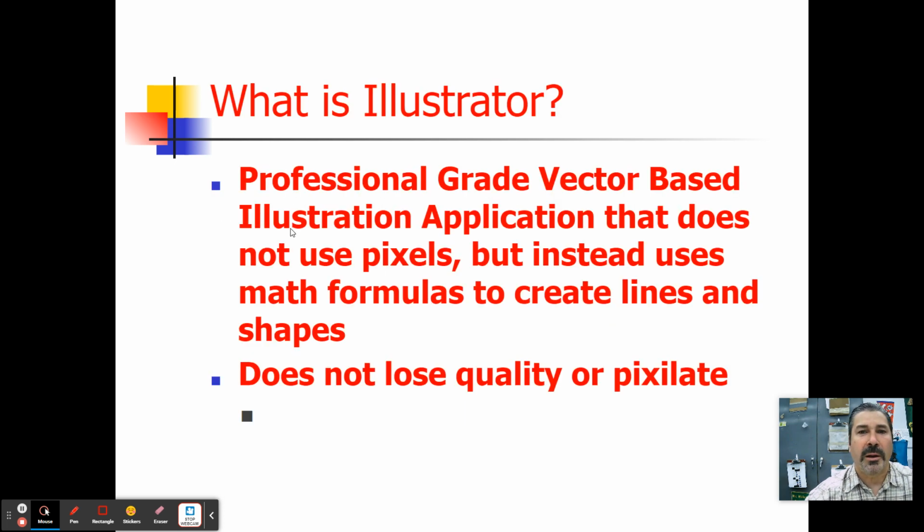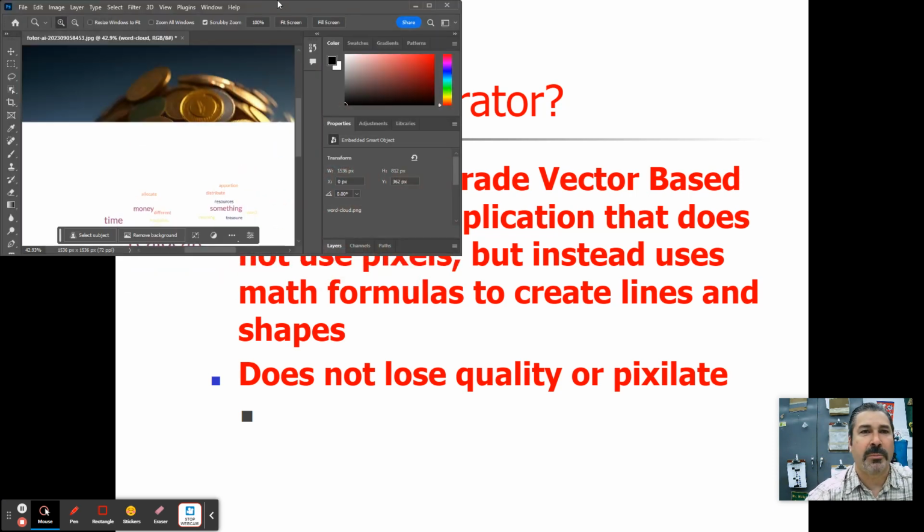Okay, write this down. Illustrator is a professional grade vector-based application that does not use pixels, but instead uses math formulas to create lines and shapes. It does not lose quality or pixelate. I want to show you Photoshop. I'm showing you something different.